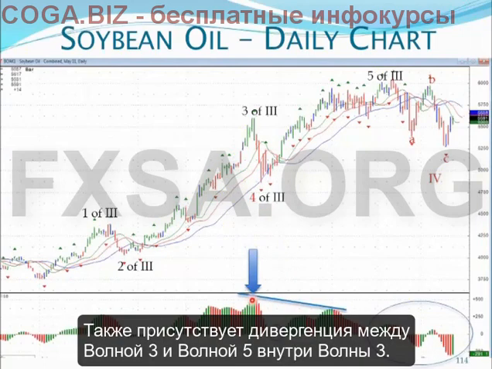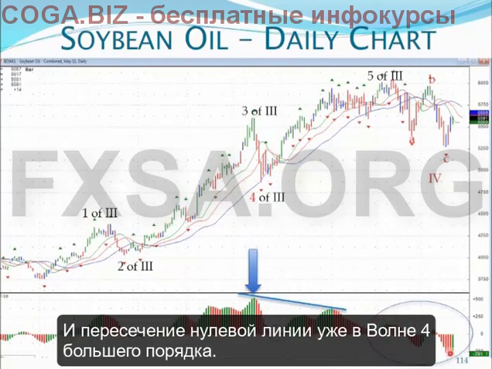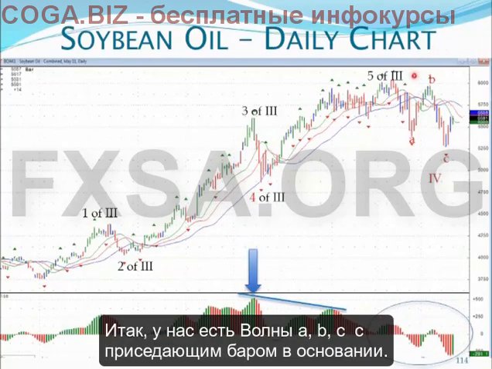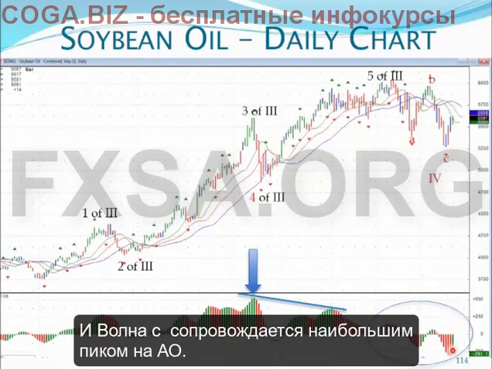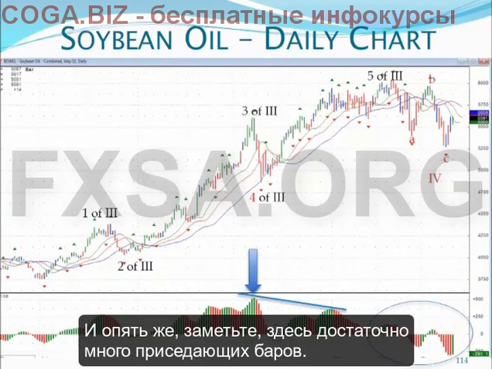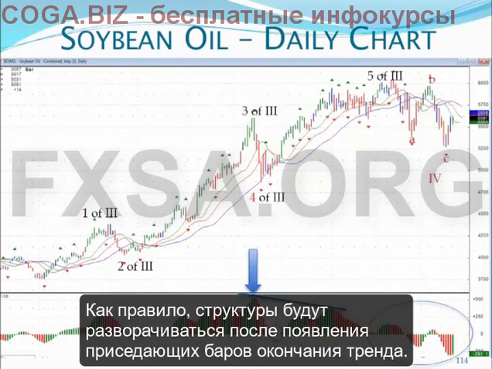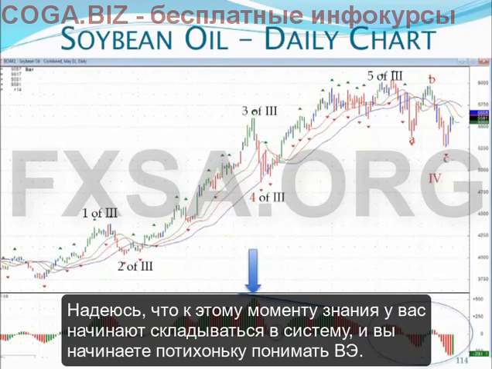It barely crossed, but the wave 4 within the wave 3 did cross here on this time frame. There's divergence from 3 of 3 to 5 of 3, and the large degree wave 4 did cross the 0 line. So we have an A, a B, and a C wave with a squat bar on the bottom, and the C wave here did have a taller peak on the AO. You'll notice again a lot of squat bars in this, and typically the grains will turn on a squat bar ending. So hopefully you're putting this all together and it's starting to seem like you understand a little Elliott wave by now.